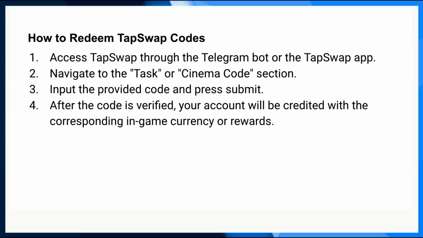How to redeem Tapswap codes. First, access Tapswap through the Telegram bot or the Tapswap app. Next, navigate to the task on Cinema Code section. Next, input the provided code and press Submit. Next, after the code is verified, your account will be credited with the corresponding in-game currency or rewards.